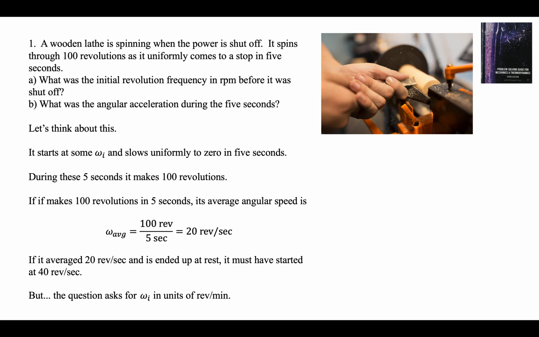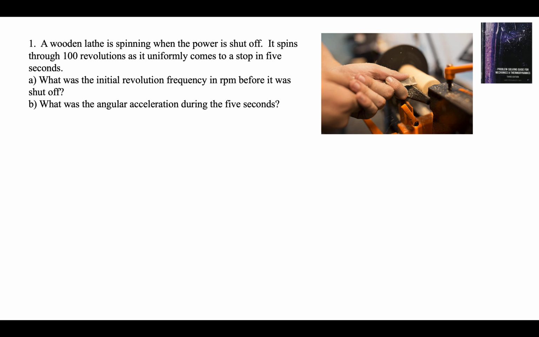But it's not 40 revolutions per minute. It's 40 revolutions every second. It goes around 40 times. If it goes around 40 times every second, it has to go around multiplied by 60, 2,400 revolutions a minute. So the answer to part A is 2,400 RPM.